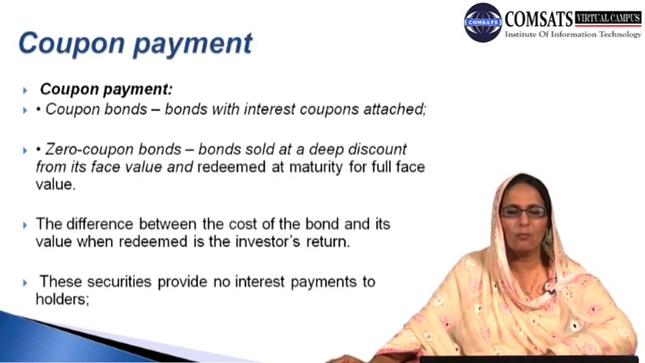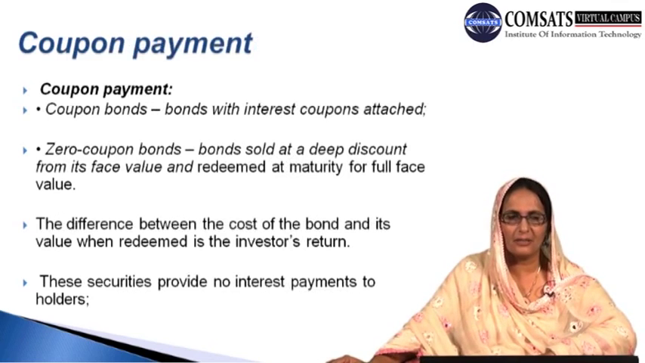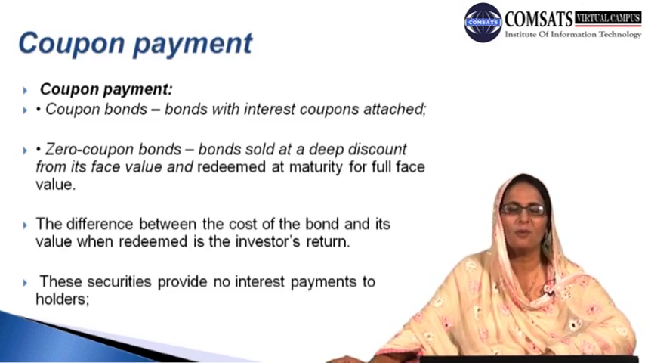And then we have coupon payments, the mode of coupon payments, how the coupon payments are made. Coupon bonds are bonds with interest coupons attached, which is why these bonds are known as coupon bonds. The first type is zero coupon bonds, an important and interesting type: bonds sold at a deep discount from face value and redeemed at maturity for full face value.